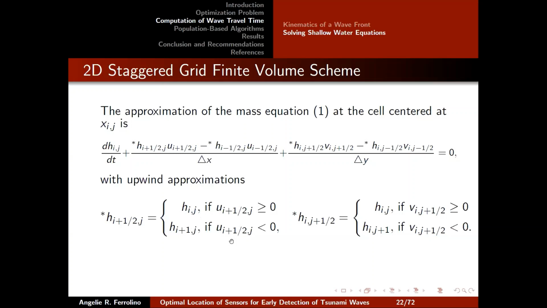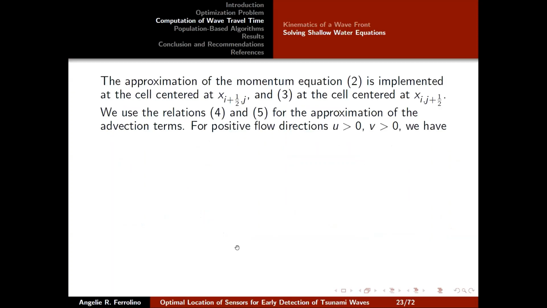Then if the flow is negative, it is equal to H_{i+1,j}. The approximation of the momentum equation in the x direction is implemented at the cell centered at (x_{i+1/2}, y_j), and the momentum equation in the y direction, or equation 3, is implemented at the cell centered at (x_i, y_{j+1/2}).